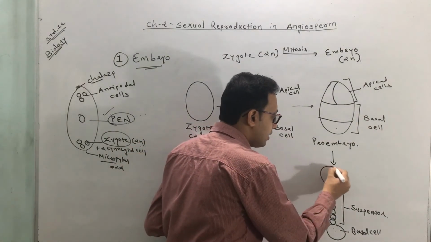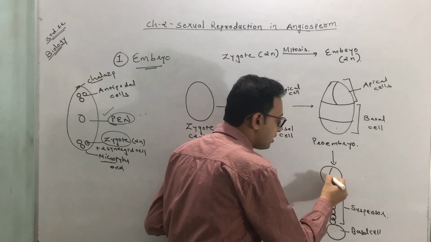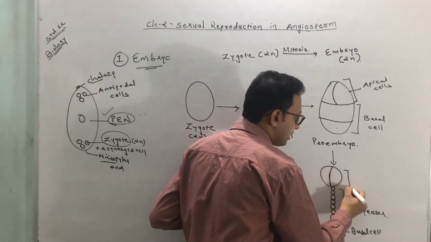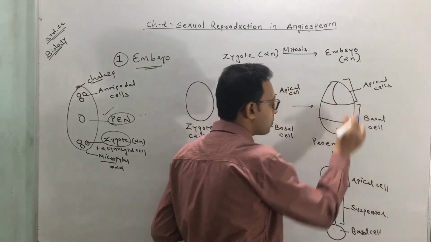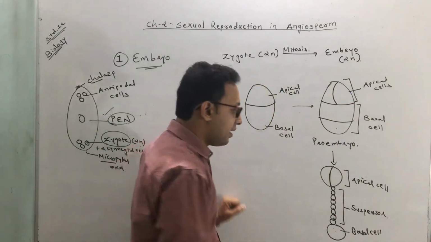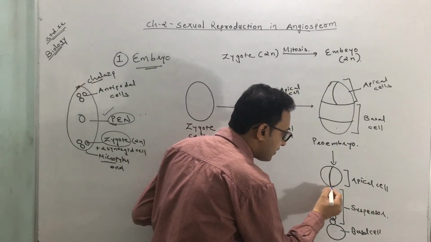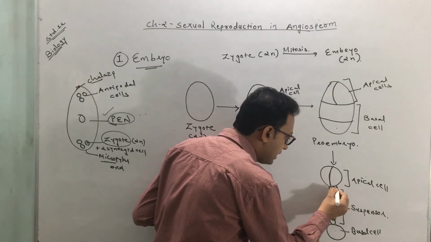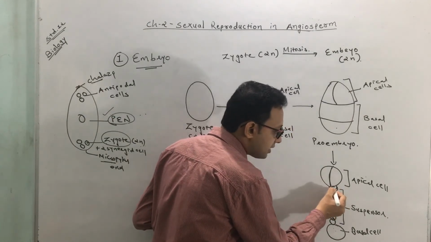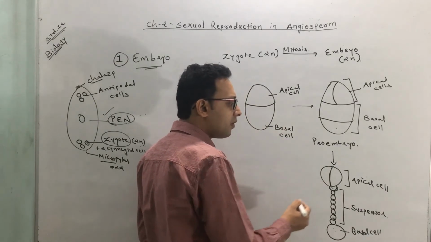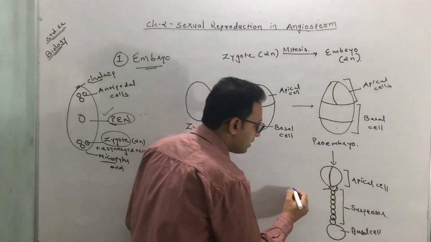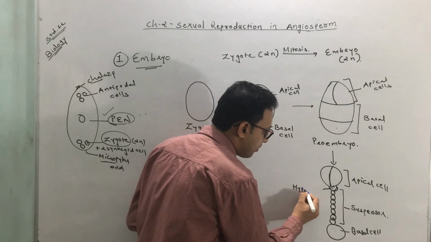And above that, what is present? There are the apical cells. You already know it. These are 2 apical cells. Now the cell of the suspensor which remains in contact with the apical cell is called the hypophysis.